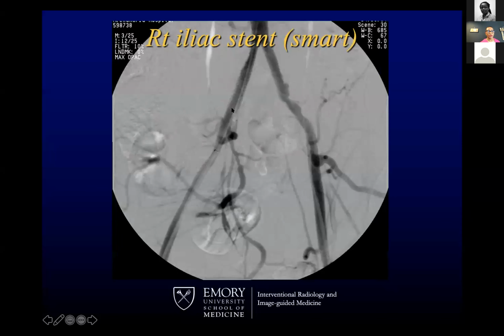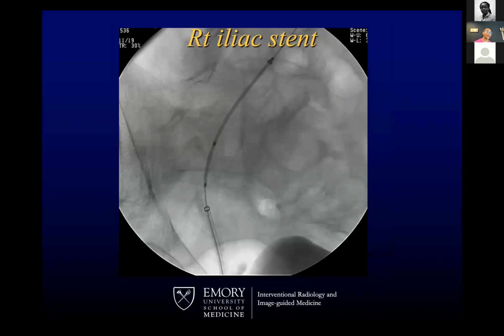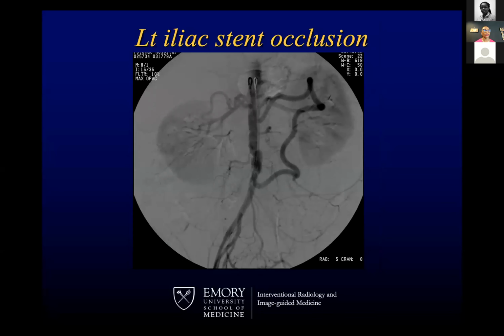So, as you can imagine, this is something that we can fix fairly easily with stenting. And here you can see that a stent is placed across the right common iliac artery occlusion, and Dr. Gichoya and I would be having a philosophical debate about kissing stents or not. All right, we're not going to do dissections here, but it's the same as in the aorta, and those are treated with stent.